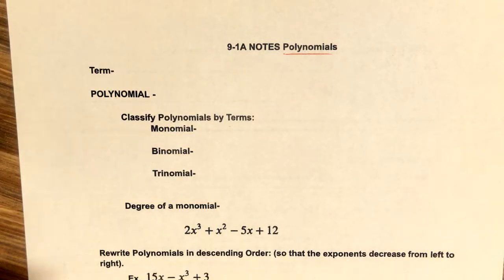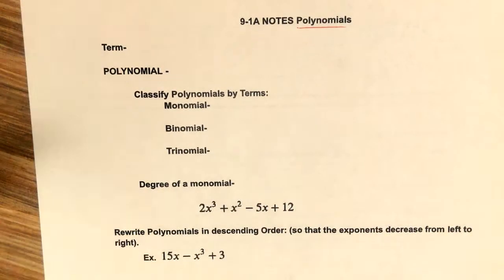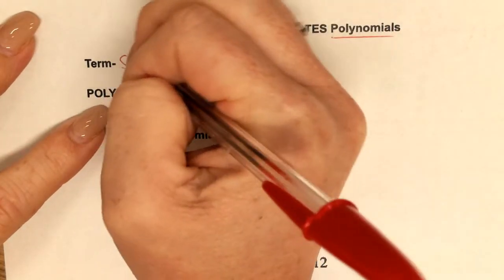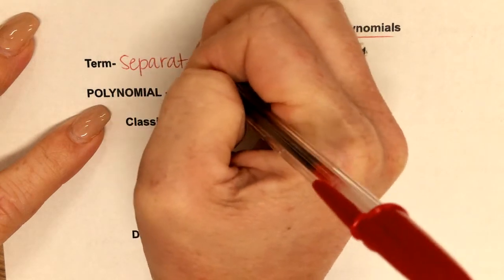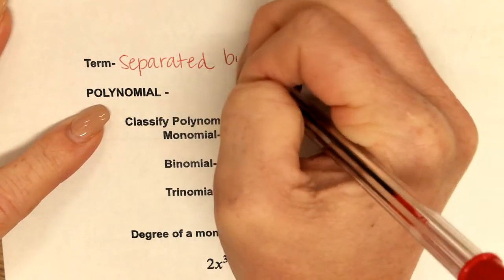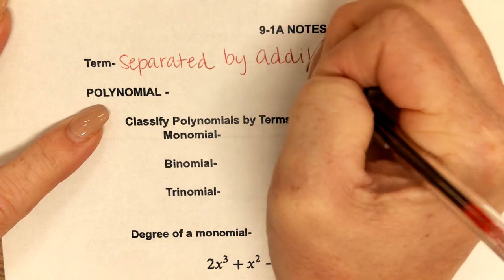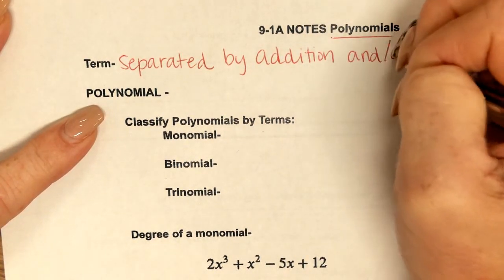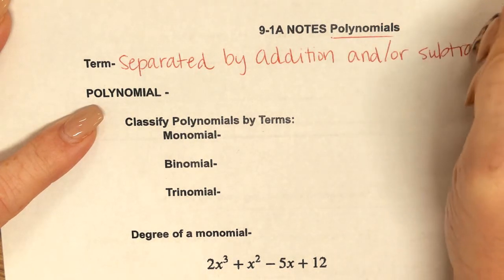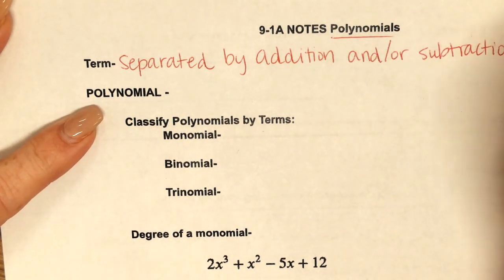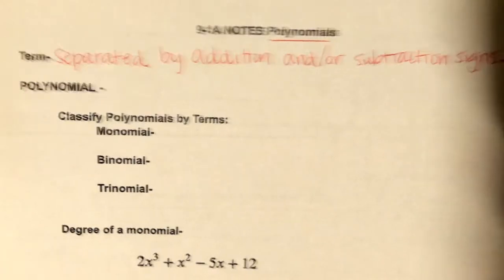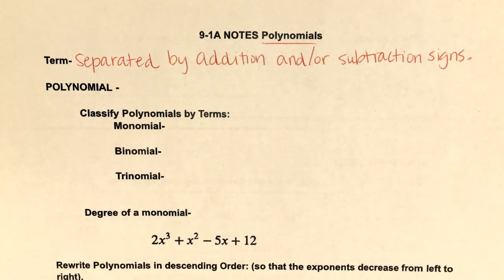All right. So in algebra, we have what's called terms. A term is separated by addition and or subtraction signs. A term is separated by addition or subtraction signs.